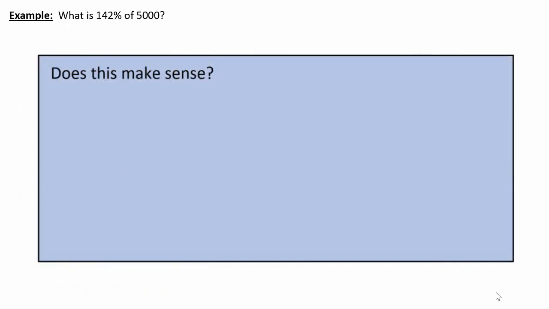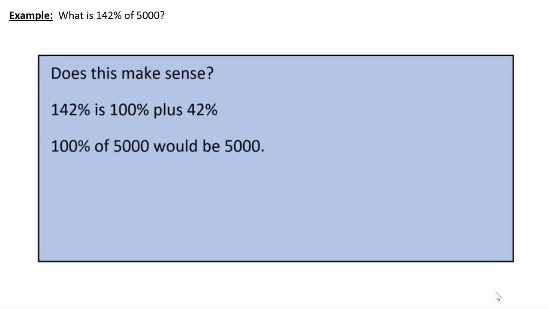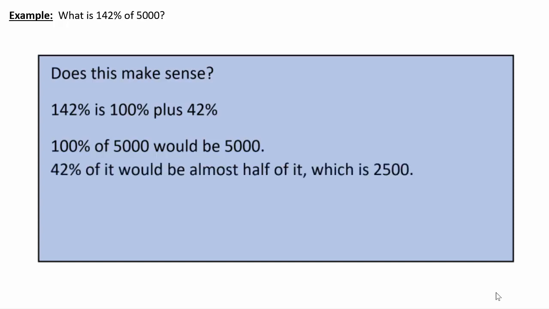Does that make sense? It's always a good idea to check to make sure that your answer is reasonable. 142%. Well, that's 100% plus 42%, isn't it? Well, 100% of 5,000 is, well, 5,000. 100% of anything is that same number. 42% of it, well, that's almost half of it. Yeah, that's almost 50% of it.